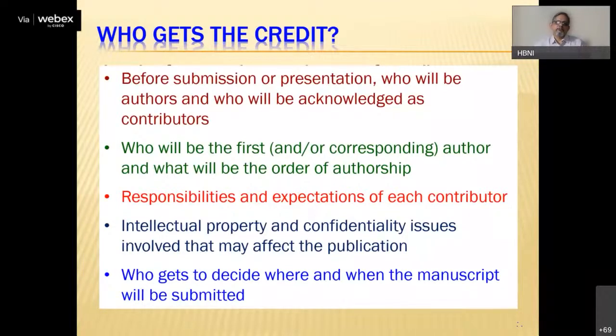Then who will be the first and or corresponding author, and what will be the order of the authorship? This has to be thrashed out well in advance, preferably, so as not to have problems at the end of the whole thing. And then what are the responsibilities and expectations of each contributor in the research activity? Then intellectual property and confidentiality issues.